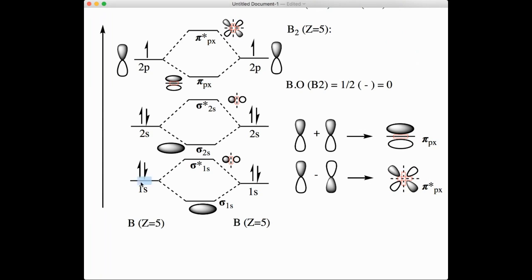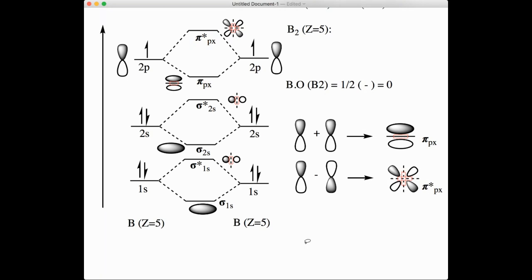So once again, combining 1s and 1s leads to two molecular orbitals, one sigma bonding, one sigma antibonding. Combining 2s and 2s, two molecular orbitals, one sigma bonding, one antibonding. And combining 2p and 2p leads to two molecular orbitals, one pi bonding and one pi antibonding. So how many electrons total should I accommodate now in my molecular orbital diagram?